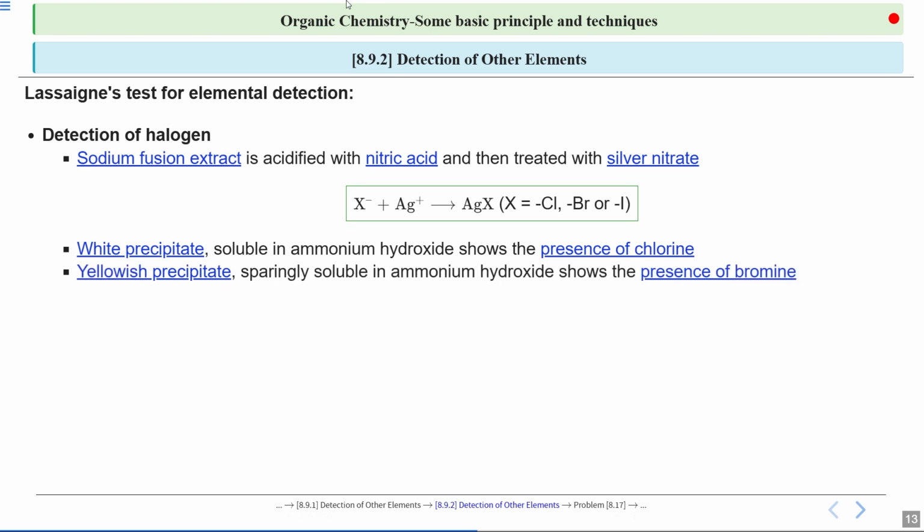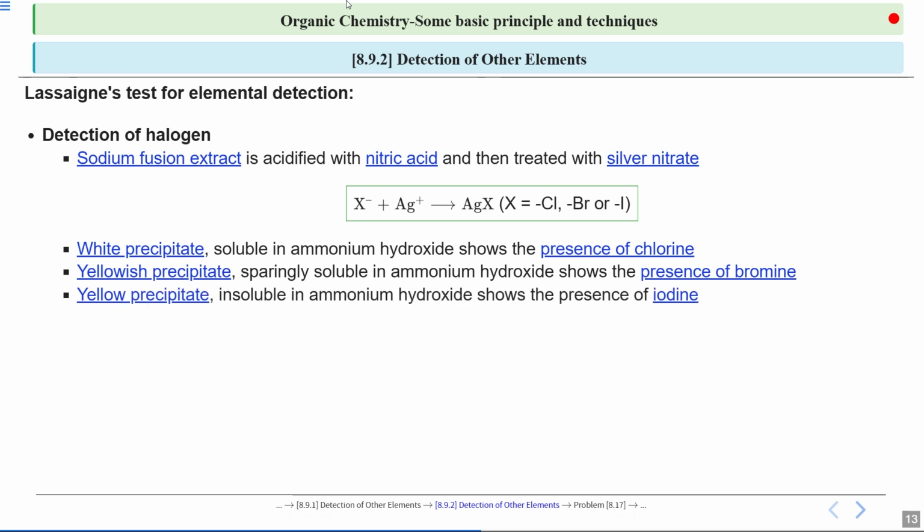After that, if you don't observe a white color and you observe a yellow precipitate that is sparingly soluble in ammonium hydroxide, then it suggests that your halogen is bromine. Further, a yellow precipitate that is insoluble in ammonium hydroxide points to the presence of iodine. So basically, if the yellow precipitate is soluble in ammonium hydroxide, the halogen is bromine. If it is not soluble in ammonium hydroxide, then the halogen is iodine.